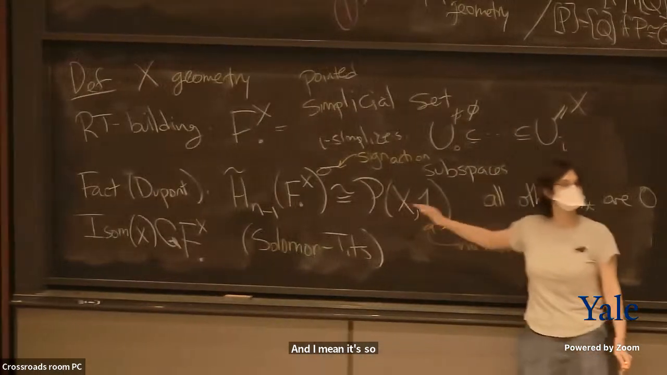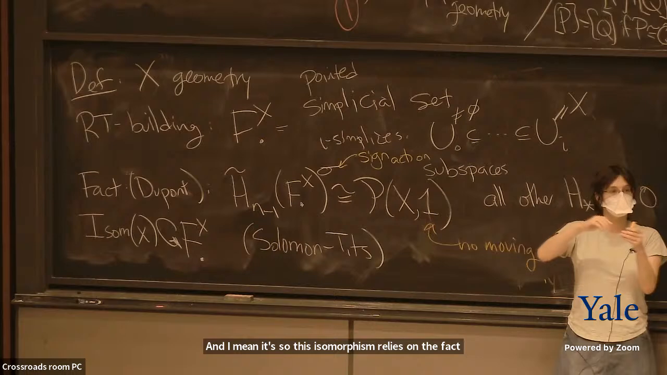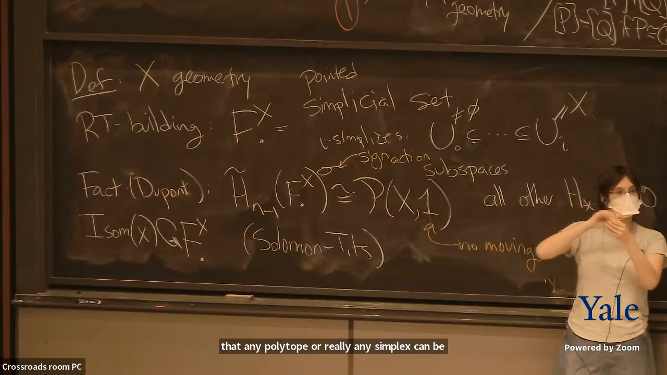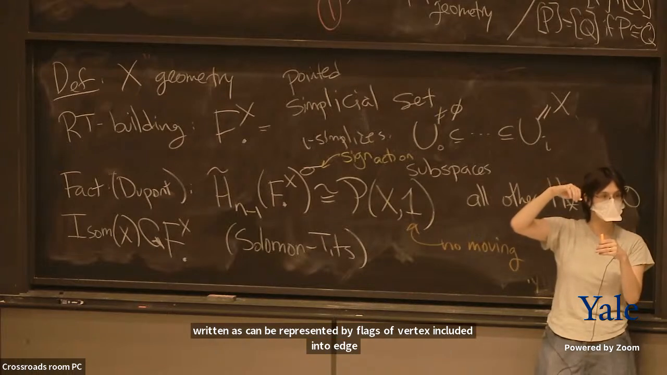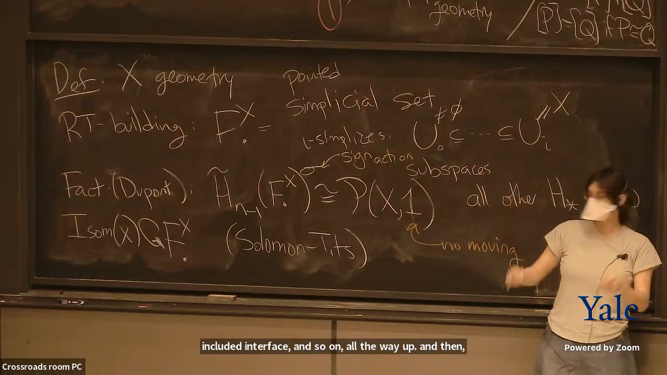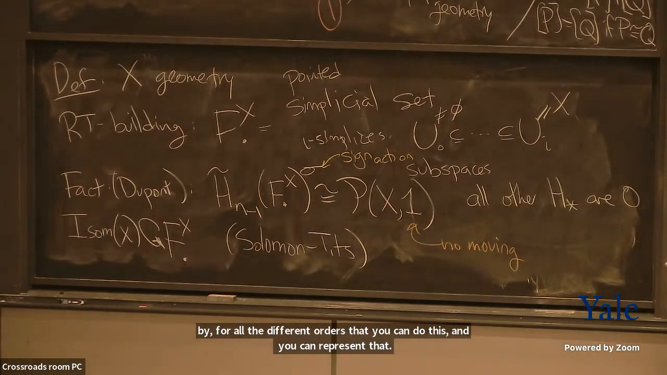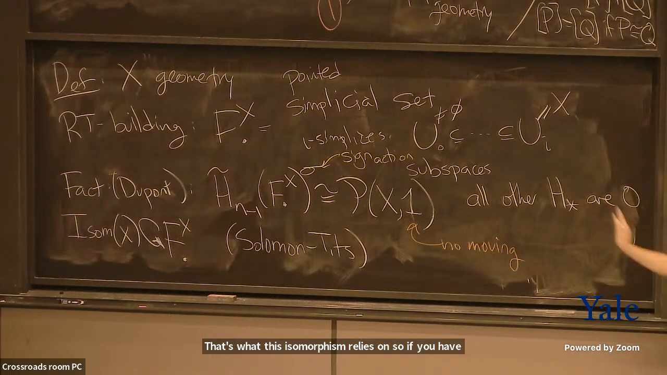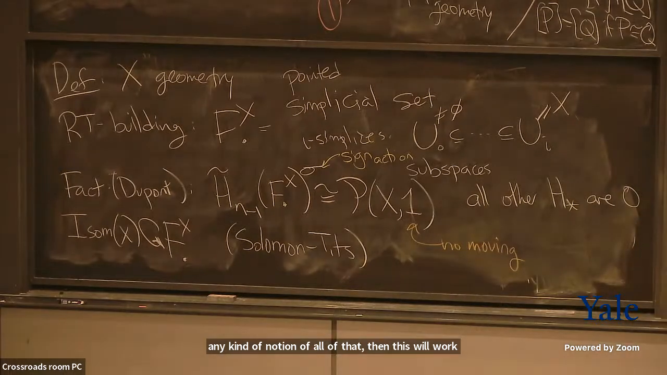This isomorphism relies on the fact that any polytope, or really any simplex, can be represented by flags of vertex included into edge, included into face, and so on all the way up. And then for all the different orders that you can do this, that's what this isomorphism relies on. So if you have any kind of notion of all of that, then this will work. I just don't want to write Euclidean, but really anything where you can do that will work.